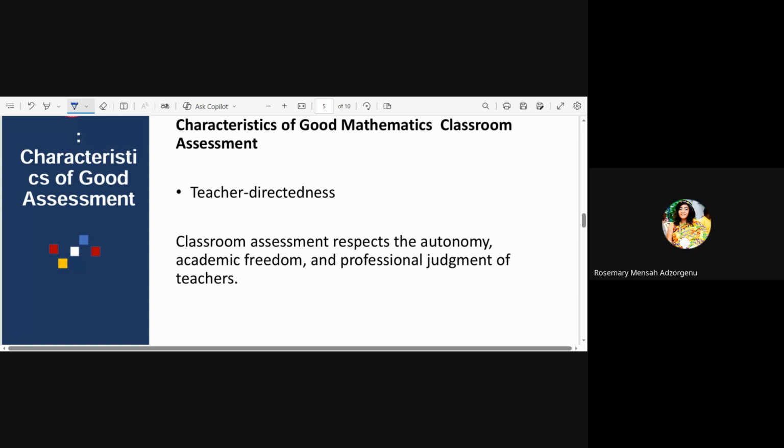When we talk about teacher directedness, it refers to the teacher controlling the class during the teaching, monitoring the children during the teaching, giving assessment during the teaching and learning. So we say the classroom assessment respects the autonomy, academic freedom, and the professional judgment of the teachers. Thank you. So it should be teacher directedness. The teacher should be everything. Don't go and call the headmaster to come and do that assessment in your classroom. You, the teacher, you are the boss of the class.